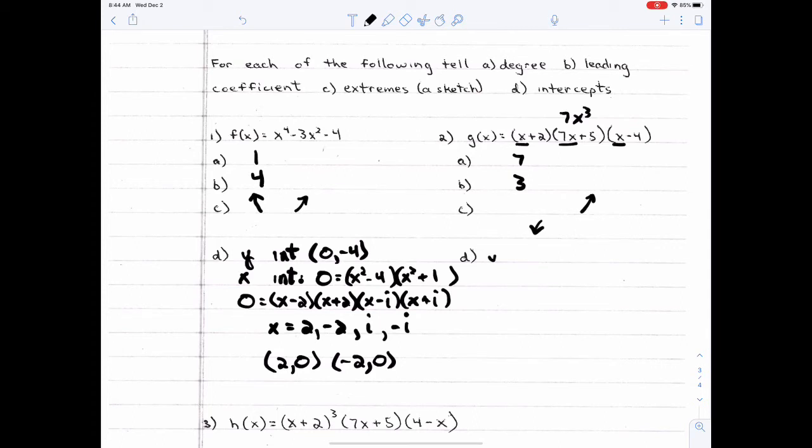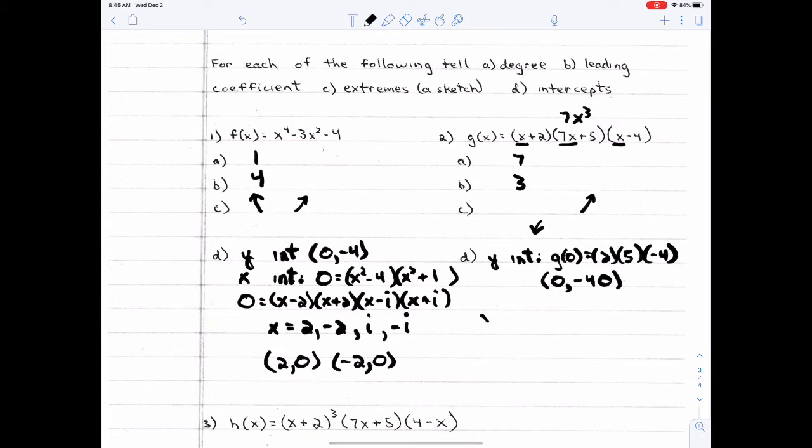Well, for the y-intercept, you plug in 0 for each value of x. So you get 0 plus 2 is 2. 7 times 0 plus 5 is 5. And 0 minus 4 is negative 4. And that will give you, what, negative 20, negative 40. So it's 0, comma, negative 40. Remember, that's all you do for the y-intercept. You just stick 0 in for x.